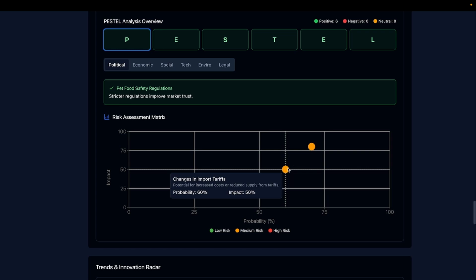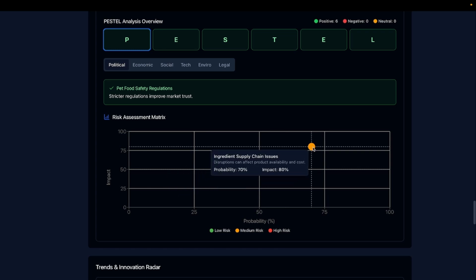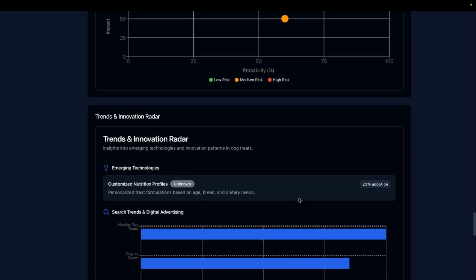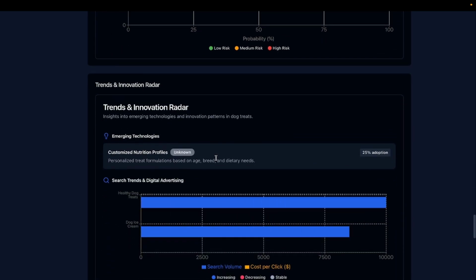Probability 60%, impact 50%. What's going on at PR? Ingredient supply chain issue. We've got 70% chance of that, obviously, at the 80% impact, because we know how important ingredients are. So yeah, everything does align. Quite cool. Let's take a look at trends and innovation radar, right?